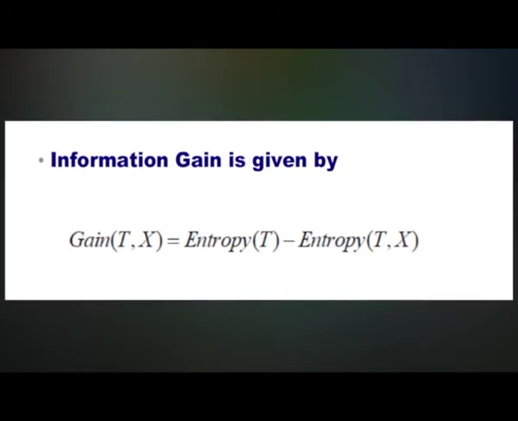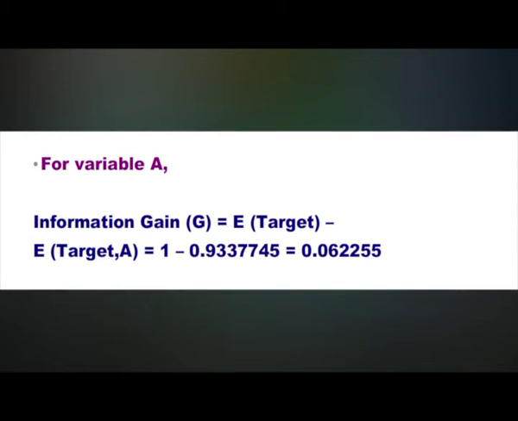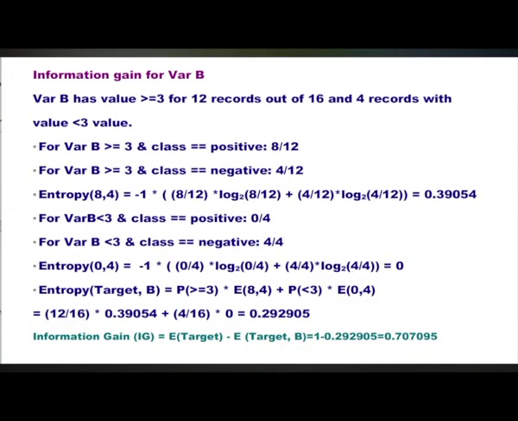which is equal to 0.937745. Information gain is given by the formula gain of T, X is equal to entropy of T minus entropy of T, X. Now, for variable A, information gain is equal to entropy of target minus entropy of target, A, which is equal to 1 minus 0.93, which is equal to 0.06. Now, calculating the information gain for the next attribute, variable B.